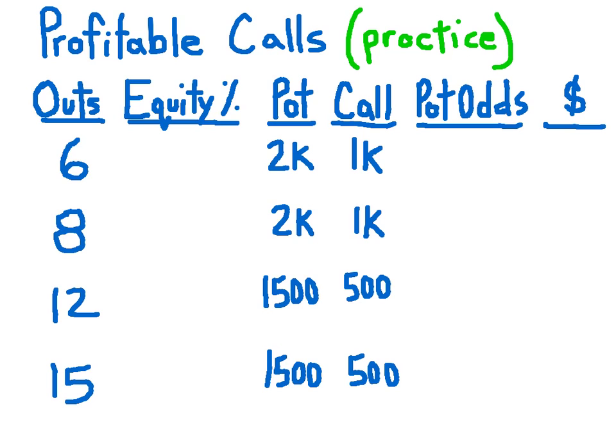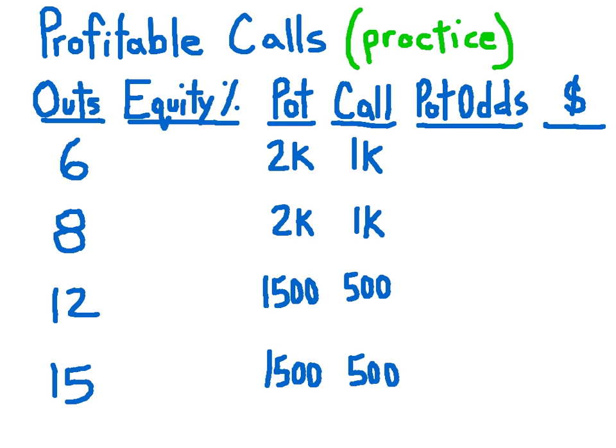In the first one, we've got 6 outs. And to calculate our hand equity, we're going to use the rule of 2 and 4. It's an approximation. It's not perfect, but it'll get the job done, especially when you're in the heat of a hand. So the rule of 2 and 4, if you forget, is you multiply your outs by 2 to get your equity of hitting one of your outs on the turn. And you multiply by 4 to get your chances of hitting one of your outs by the river, so either on the turn or the river.